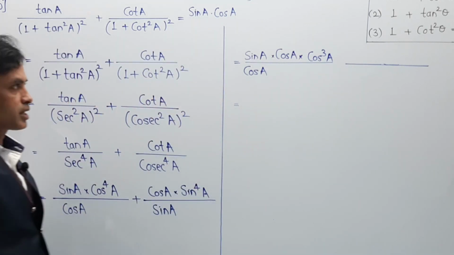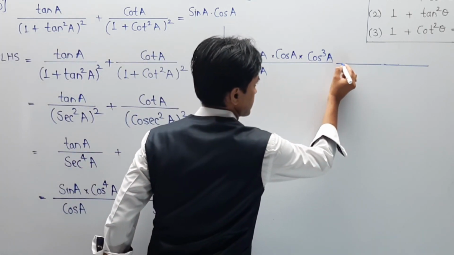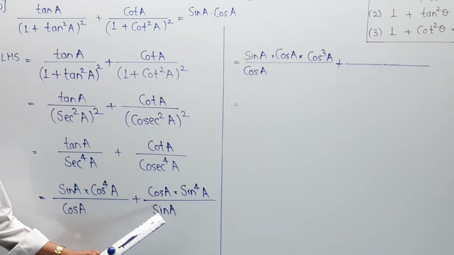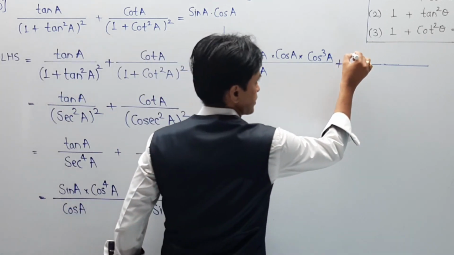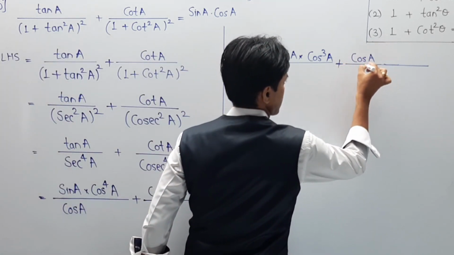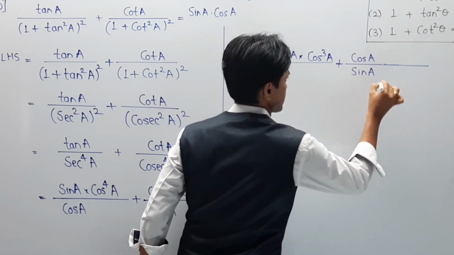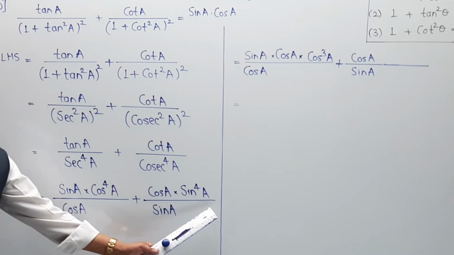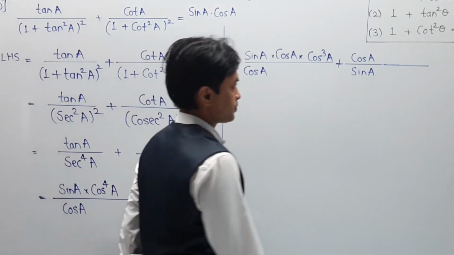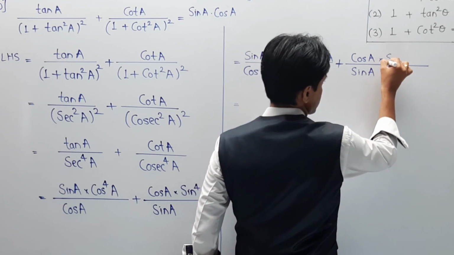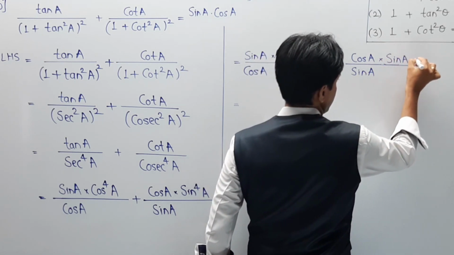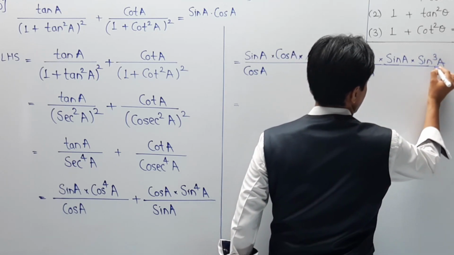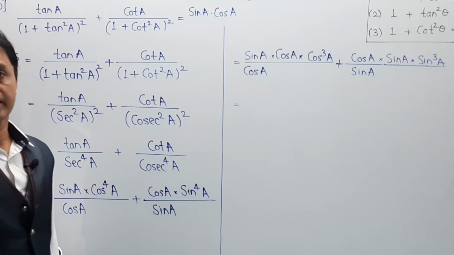Next, plus sign as usual. So here plus sign. Next part, cos A upon sin A as usual, into sin raised to 4A. I am writing it as sin A into sin cube A. So it will become sin A into sin cube A. And in this way, we have made a simplification.